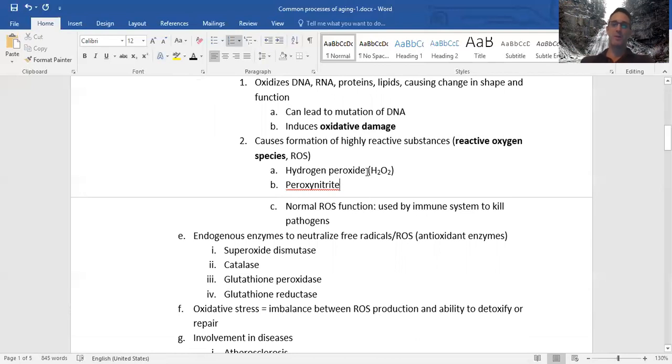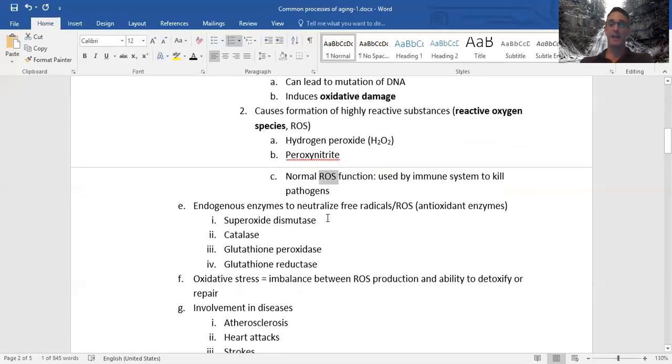Some of the most common reactive oxygen species: hydrogen peroxide, H2O2, you can go buy it at the store. You can treat cuts and wounds with it. That's because it's killing bacteria in the same way that it would be harmful for other cells. Peroxynitrite. Normal reactive oxygen species function. Again, the immune system uses these pathways all the time. That's how we can kill some of the pathogens, by using these.